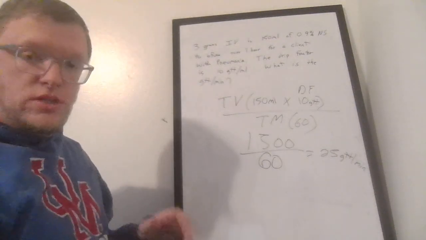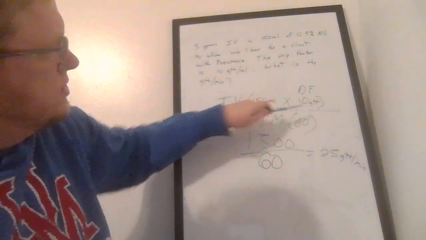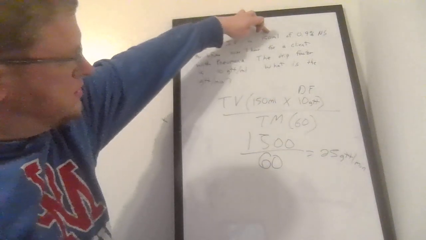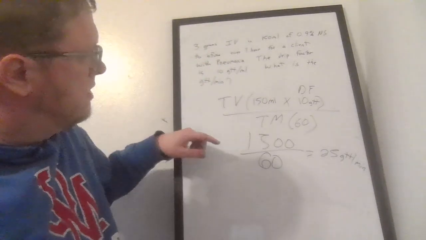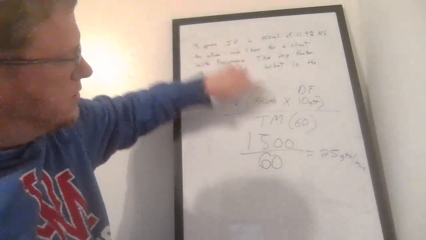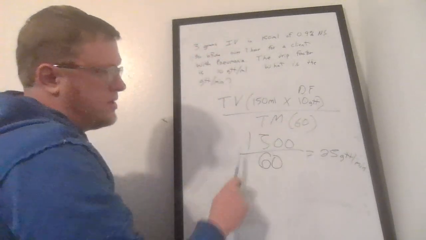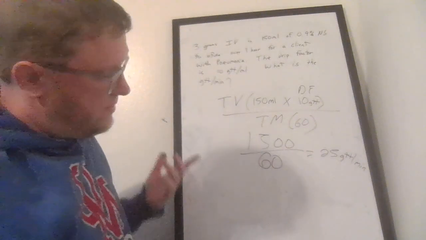Okay, just to recap: total volume times drip factor, and those numbers were given to you. Right here is your volume, right here is your drip factor, and then it goes over your total minutes, which was given to us as 1 hour, which is 60. So you multiply these two, and then you divide it by 60, and you get 25. That's how you do it.